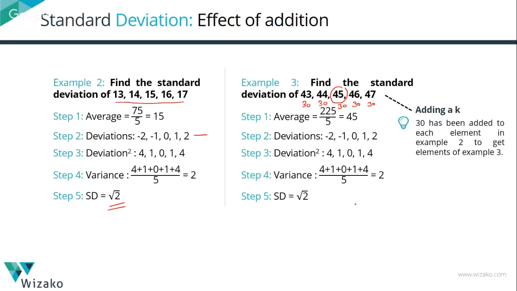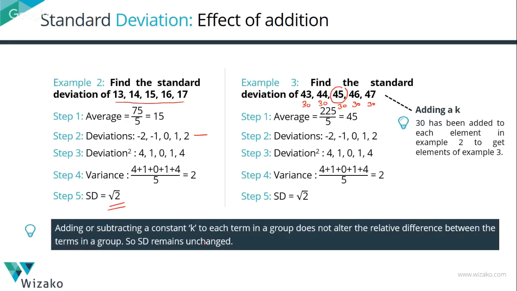So if I can produce this as a result, adding or subtracting a constant k to each term in a group does not have any impact on the standard deviation. But keep one thing in mind, the average was 15, average went up to 45. This is something we discussed in the last session too, which is recollecting here. If you add k to each element, the average goes up by a k, but the standard deviation remains unchanged. So we've done part 3, we've understood the effect of addition.